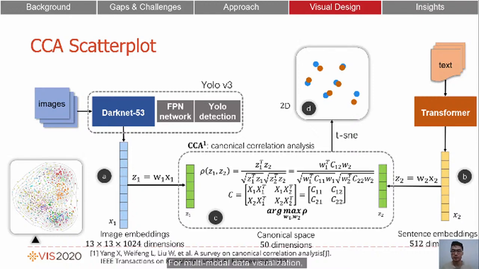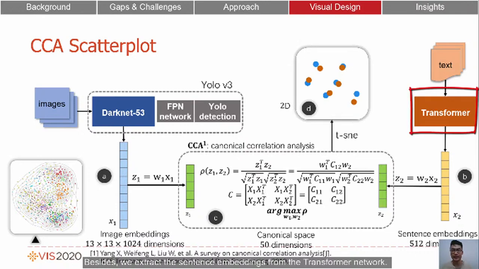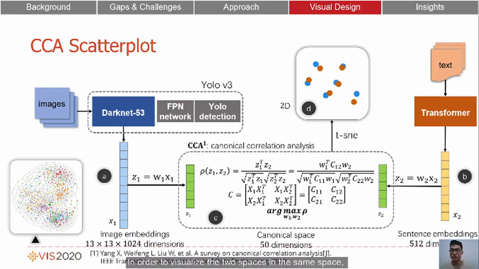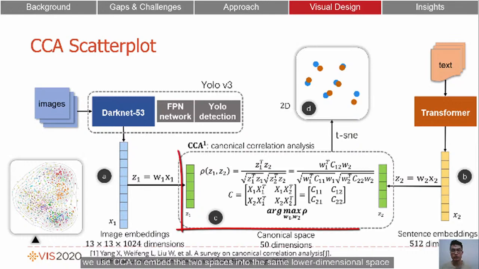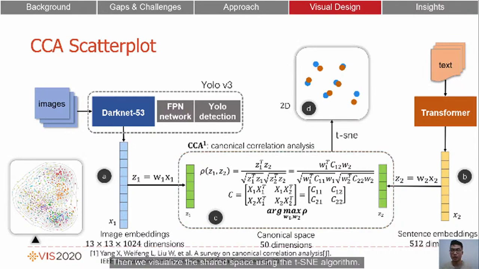For multimodal data visualization, we leverage canonical correlation analysis, CCA, and dimensionality reduction. First, we get the image embeddings from the backbone of the YOLO version 3 model, that is, Darknet. Besides, we extract the sentence embeddings from the transformer network. Therefore, we get two high-dimensional spaces, one for images, one for sentences. In order to visualize the two spaces in the same space, we use CCA to embed the two spaces into the same lower-dimensional space by maximizing the correlations. Then, we visualize the shared space using the t-SNE algorithm.